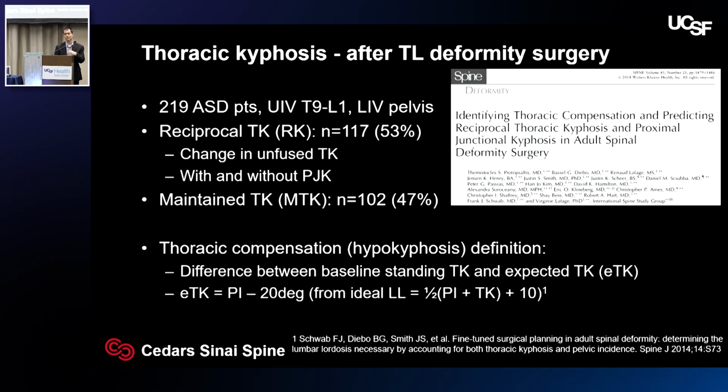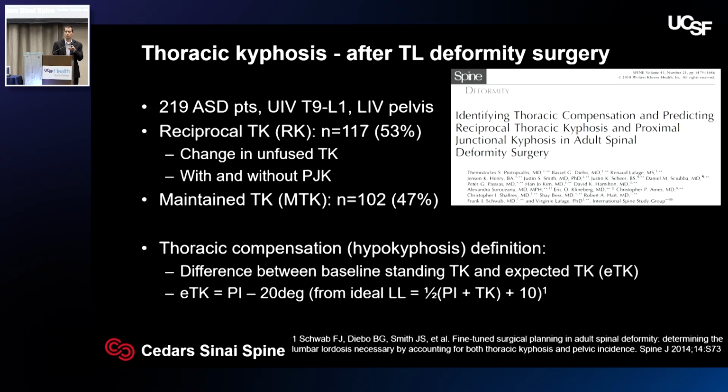Well, it's very difficult. This was a nice paper by Themi looking at 219 patients in the ISSG, with UIV in the lower thoracic spine to the pelvis. They looked at the patients who had a reciprocal thoracic kyphosis change, 53% of them did, or those that maintained it, so the other 47%. And they looked at the unfused segments and how they changed with and without PJK.